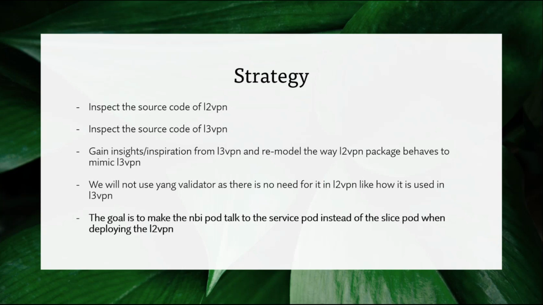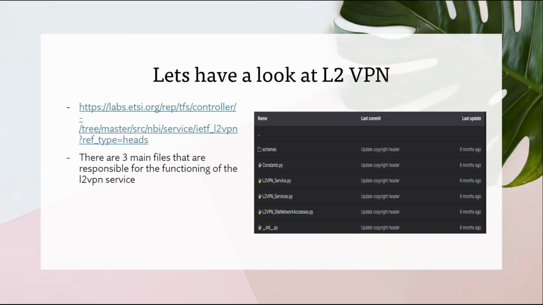So now that we have the high-level definition of the problem, we will dig into how to implement this technically. We will also not use the YANG validator, which I'll explain later in this presentation. Now let's look at the L2 VPN. You can find the source code at the link that we shared here. There are three main files responsible for this: the L2 VPN service, L2 VPN services, and the network accesses.